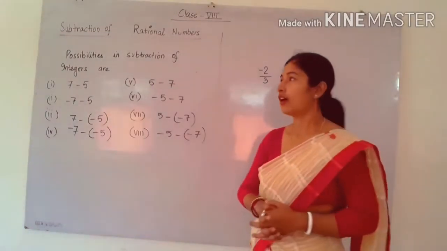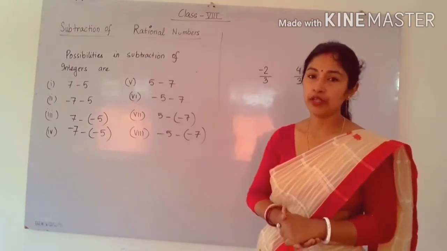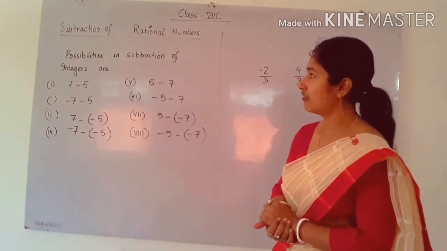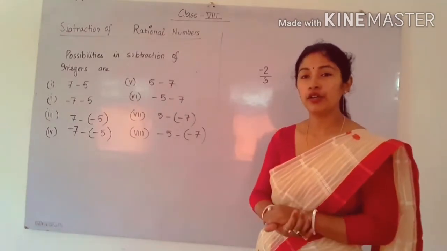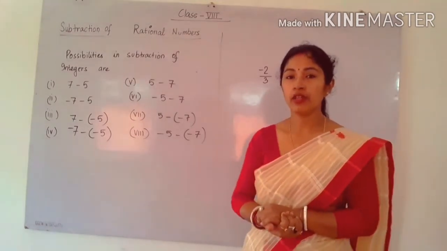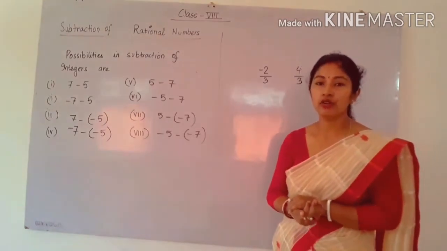So today I will continue the first chapter of class 8, that is rational number. The topic is subtraction of rational number. Already you know about rational number, the number which is in p by q form. P and q are integers and the denominator should not be equal to 0.